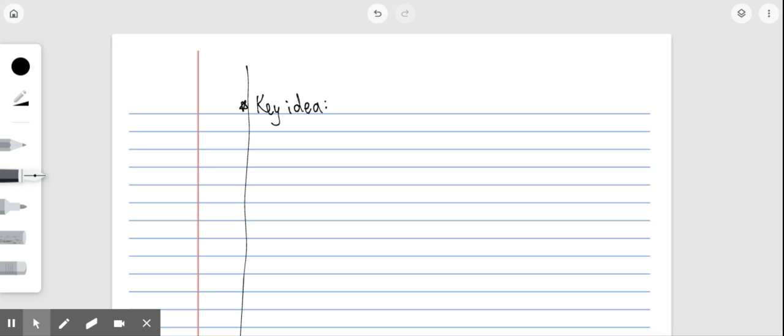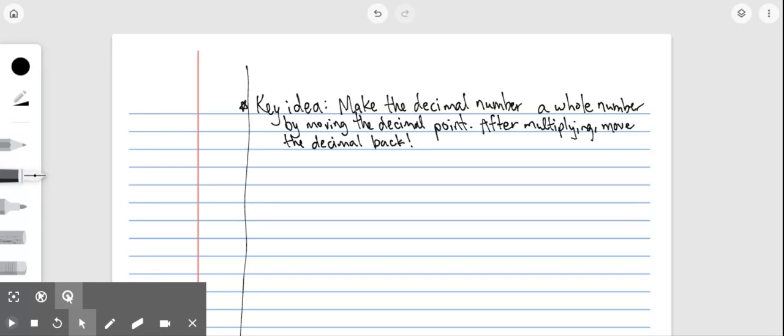All right, so based on that last example that we had, that was 3 and 91 hundredths times 6, where we estimated and then checked our estimation, we have a key idea for how we multiply decimals. All right, so our key idea is you make the decimal number a whole number by moving the decimal point, and then after multiplying, you move the decimal back.